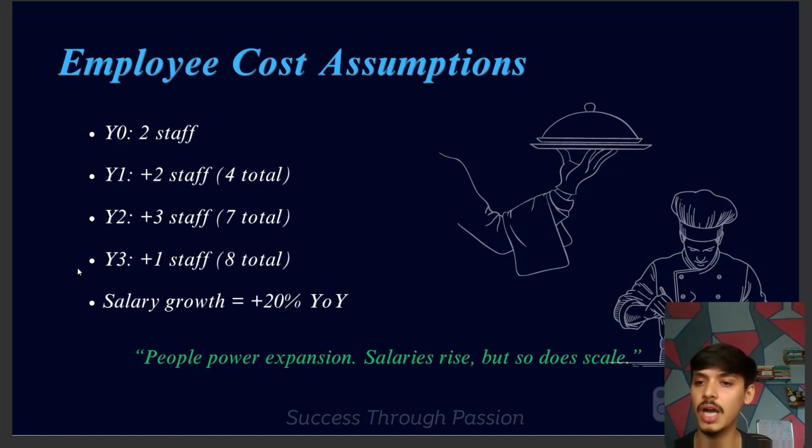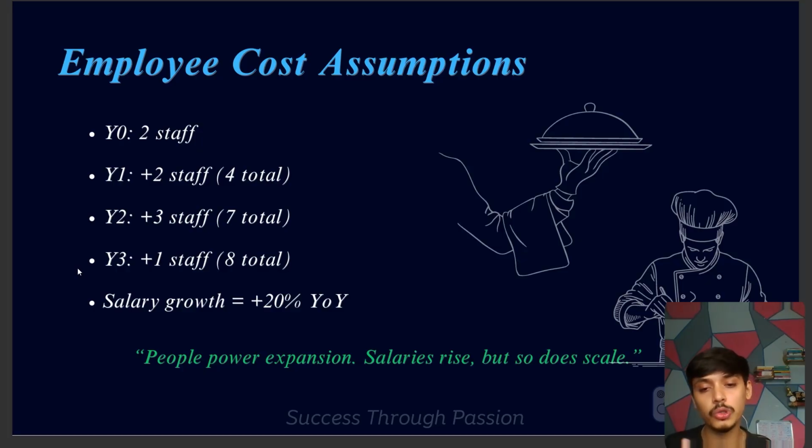In year 1 we are adding 2 more staff, so the total rises to 4. In year 2 we are adding 3 more, so the total will be 7. And in year 3 we are adding 1 more, which will make the total 8 by year 3. And the salary growth is assumed at 20% year on year. So in year 1, as we are having 1 more outlet, we will definitely need more manpower. So whenever you are creating a model, make sure that the assumptions you give for employees are aligned to how you are growing your revenue, because that will help you justify your model.